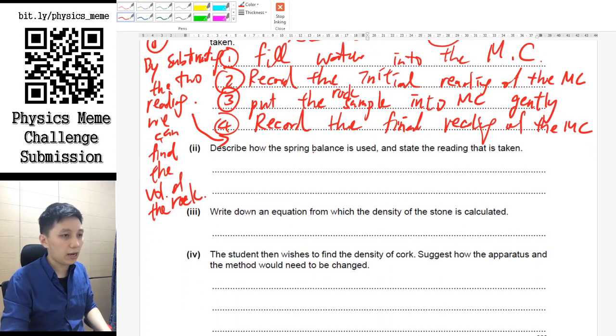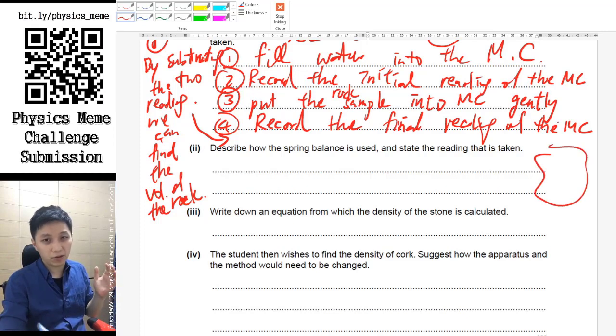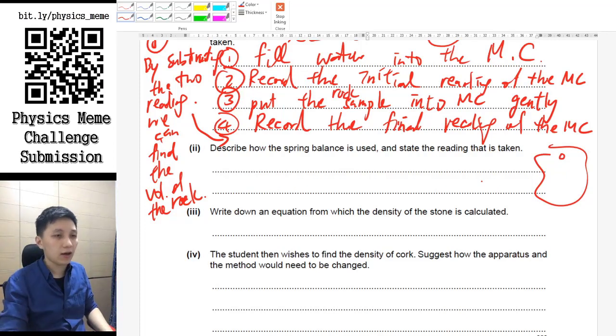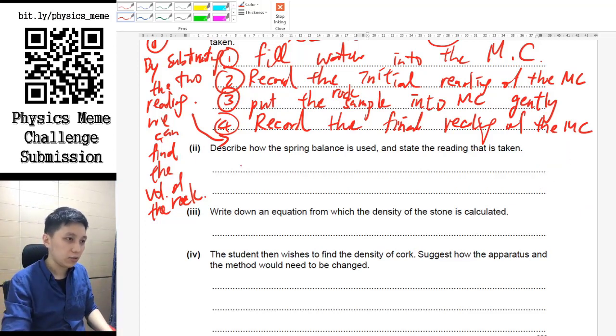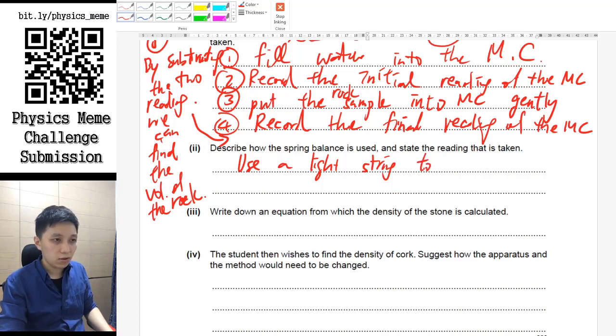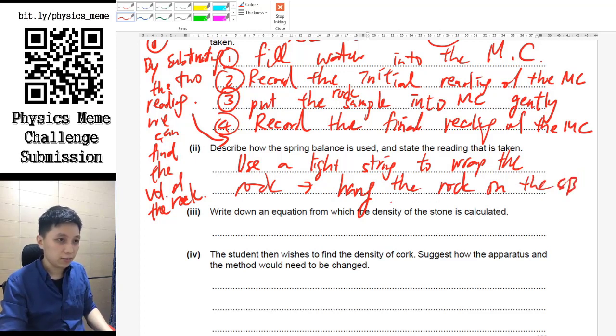For number two, it's asking you how the spring balance is used and to state the reading that is taken. Since a rock is more like an irregular shape, there shouldn't be any hook or hole where you can pass through the spring balance, you know, there's a hook there to hang it up. So I guess you may want to suggest to firstly use a light string, because you don't want the mass of the string itself to affect your reading. Use a string to wrap the rock, and then you will hang the rock on the spring balance. Then you can take the reading or record down its mass.